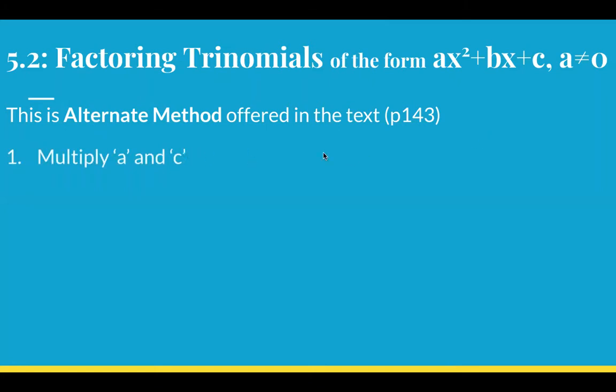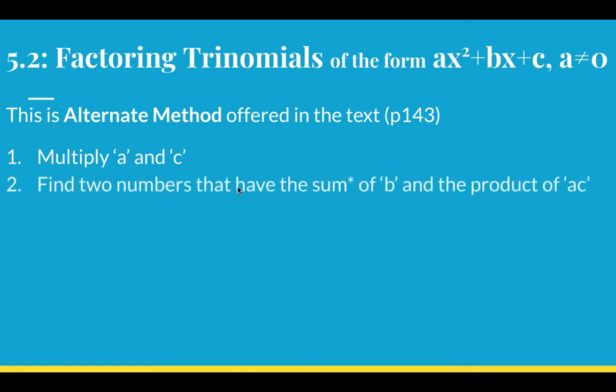So you multiply a and c. The first step, you take whatever number is here and you multiply it by whatever number is here. And then you find two numbers that have the sum of b, so when you add them up, they equal b, and the product of ac. So you'll find two numbers that multiply to equal the same thing here, but when you add those same two numbers together, you get b.